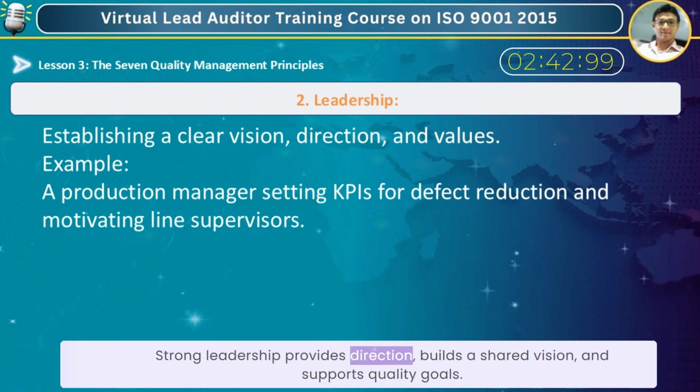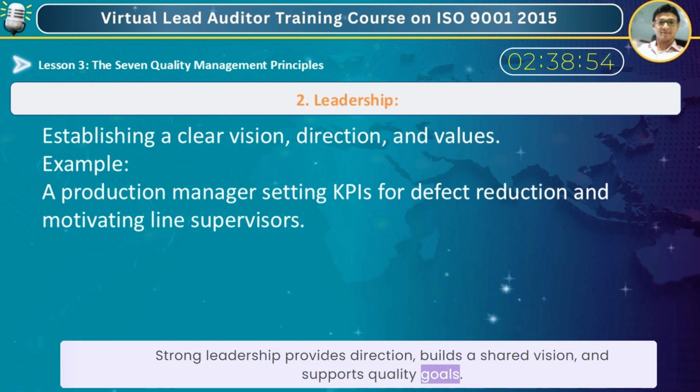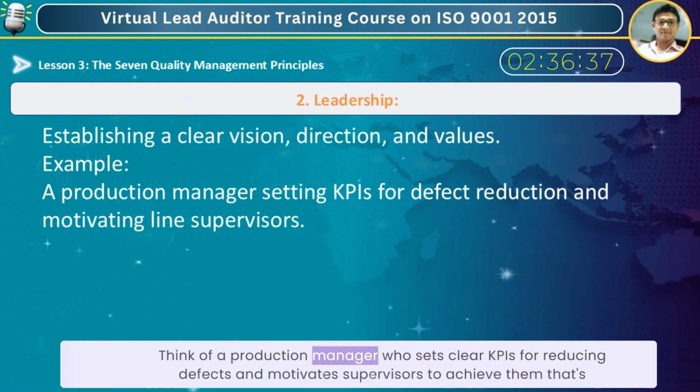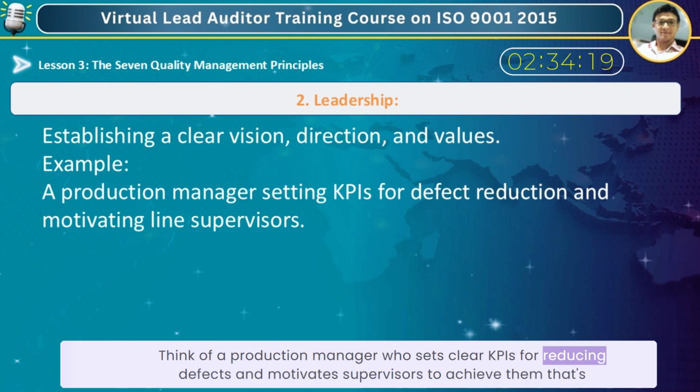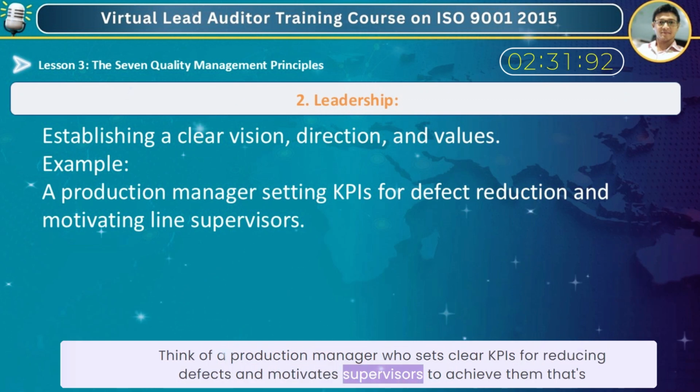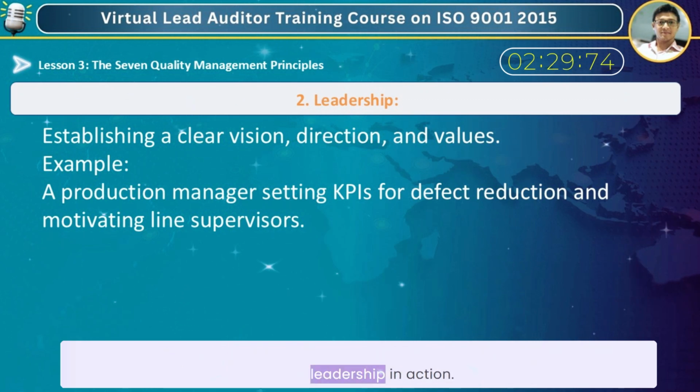The second principle is leadership. Strong leadership provides direction, builds a shared vision, and supports quality goals. Think of a production manager who sets clear KPIs for reducing defects and motivates supervisors to achieve them. That's leadership in action.